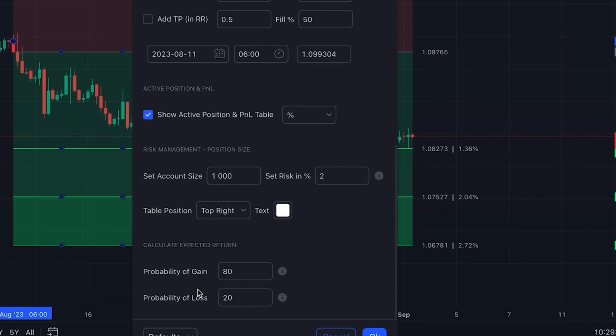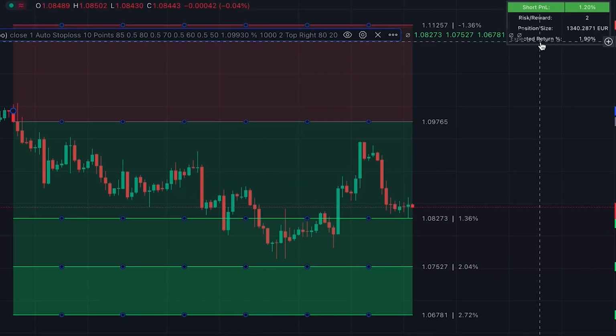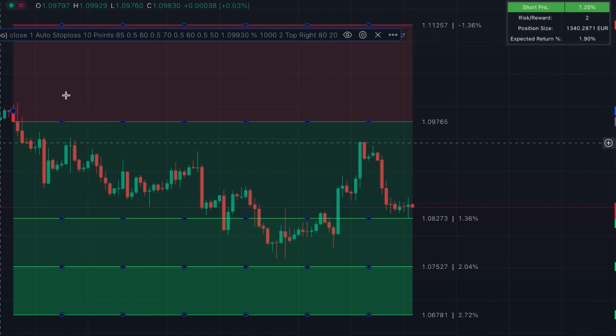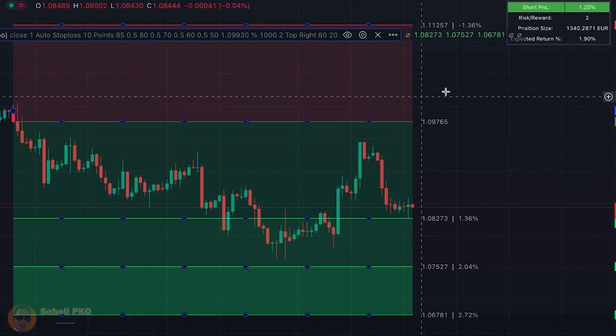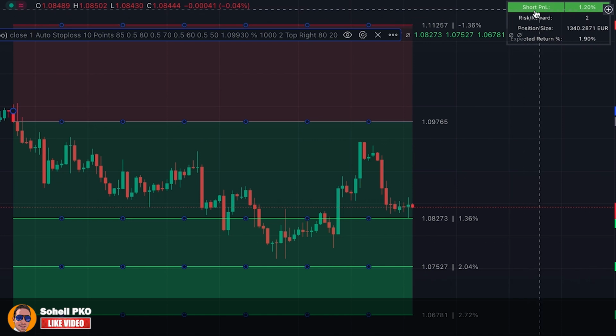Here also you can define the probability of winning and losing, which you can have it based on historical information of your trading strategy, and this indicator will calculate the expected returns for you here based on stop loss and take profit. And in this case, you can see that it's 1.9% for our short position example here on this chart. This table also shows our short position P&L, profit and loss based on the current price of the market, which at the moment we are at 1.2% profit.